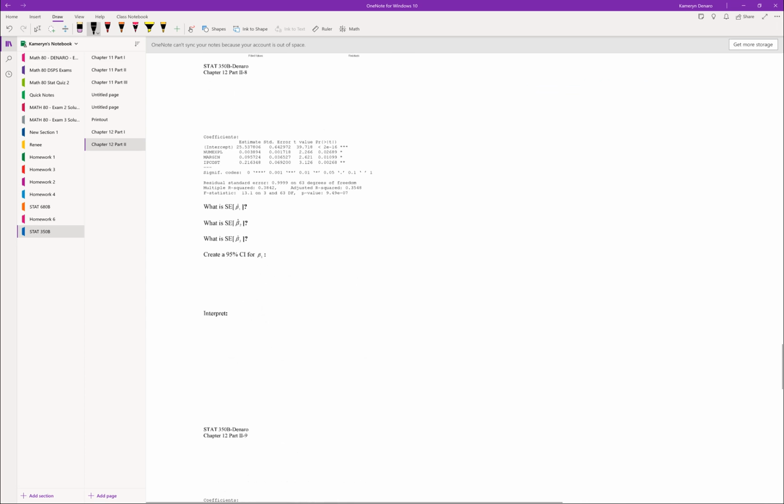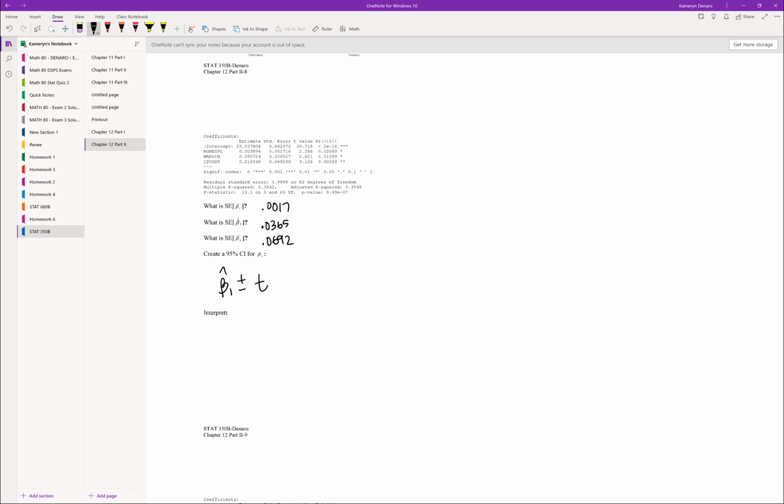When we look at our coefficients table, we can calculate the standard errors of beta 1 hat, beta 2 hat, and beta 3 hat respectively. Standard error of beta 1 hat is 0.0017, standard error of beta 2 hat is 0.0365, and the standard error of beta 3 hat is 0.0692.